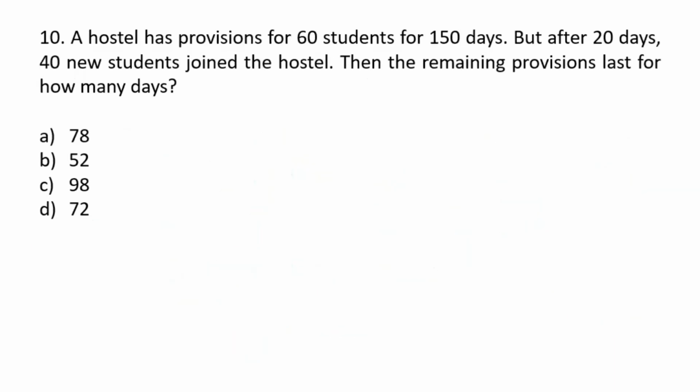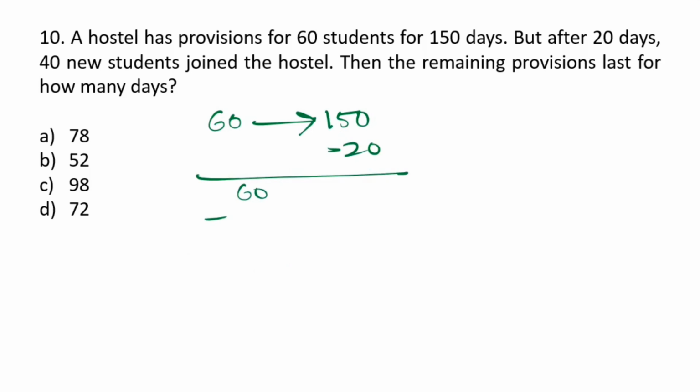Going to the next question. A hostel has provisions for 60 students for 150 days, but after 20 days, 40 new students joined the hostel. Then the remaining provisions last for how many days? First, initially how many students are there? 60 students. If only 60 students are there, the provisions will last for 150 days. But after completing 20 days, 40 new students joined. So now it is a total of 100 students. I don't know how many days the provisions will last.